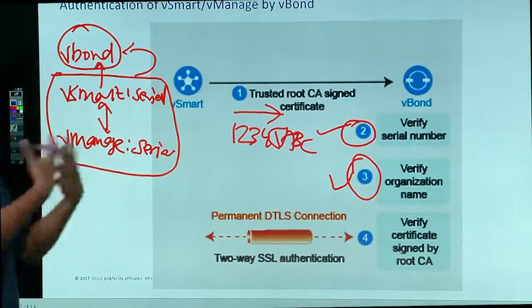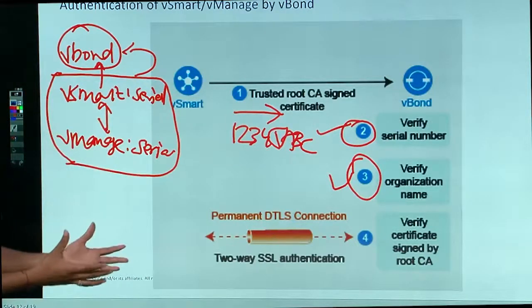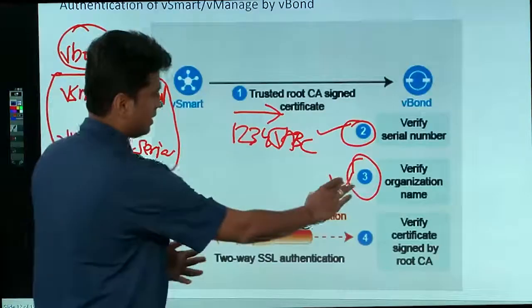vBond would look up his own organization name. If these two match, then step 3 is a tick.